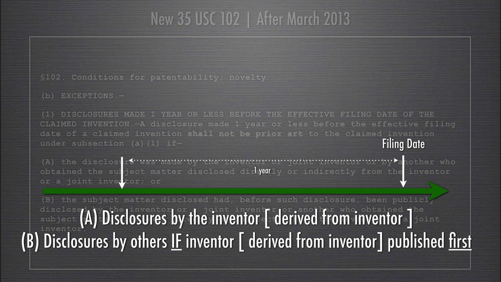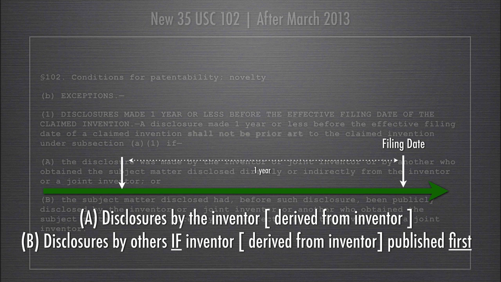Because then my disclosure is outside the 1 year window and doesn't fall into either one of these exceptions, right? So if I can beat them, be the first to publish but still remain within the 1 year window, then I can cancel out their prior disclosure, right? So that is sort of a trade-off that Congress made for small inventors, right?